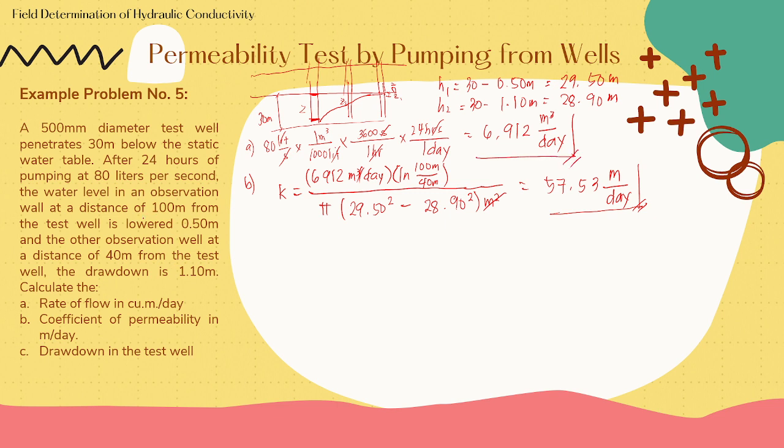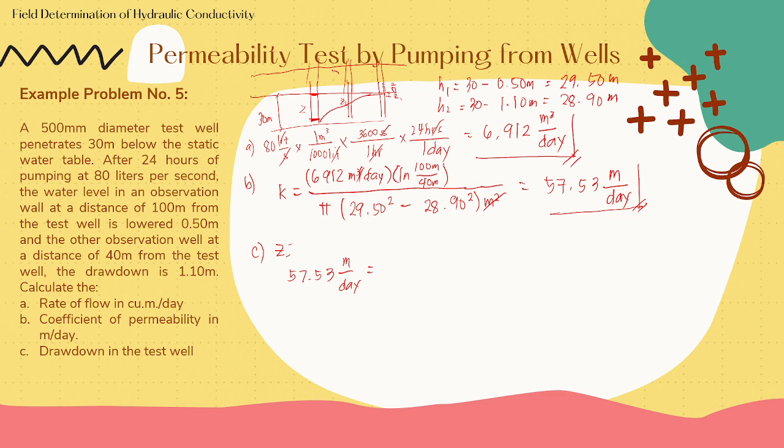And lastly, we are asked to determine the drawdown in the test well. So we can use this formula also to determine the drawdown in the test well. So this is Z based on our figure. And we now know that the hydraulic conductivity is equal to 57.53 meters per day.